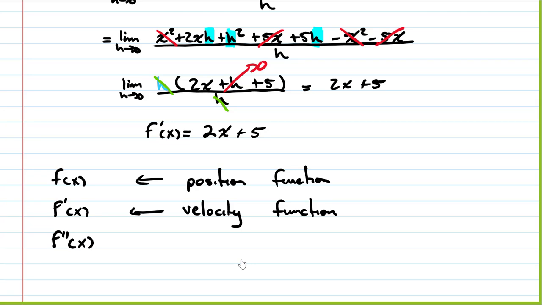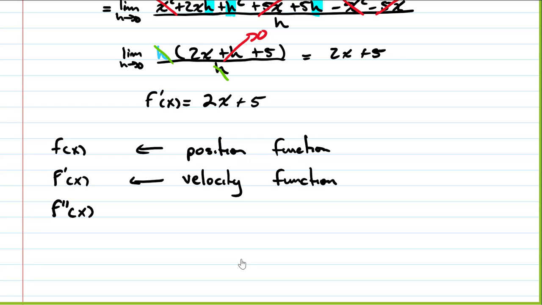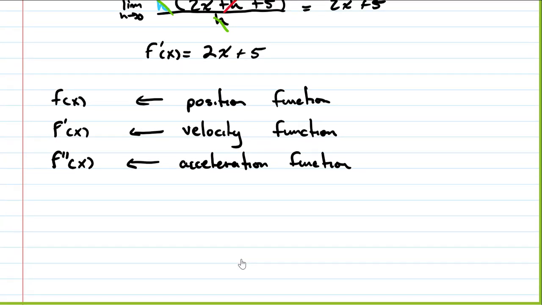So what do we call the rate of change of velocity? How fast your velocity is changing is called acceleration. And then lastly, f triple prime, or the third derivative, is what's called jerk, which is the rate of change of acceleration, right? So in terms of physics, we have position, velocity, acceleration, and jerk.